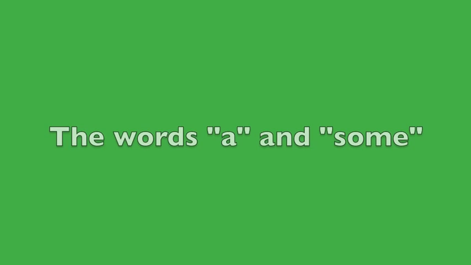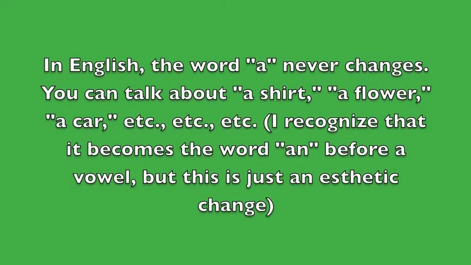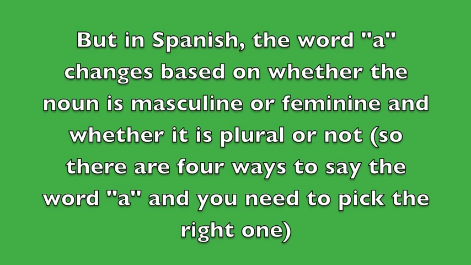And finally, the words a and some. In English, the word a never changes. You can talk about a shirt, a flower, or a car. I do recognize that the word an comes before words that start with a vowel, but this is just for aesthetic reasons. It doesn't have to do with the nature of the noun. But anyways, in Spanish, the word a changes based on whether the noun is masculine, feminine, singular, or plural. So there are 4 different forms.